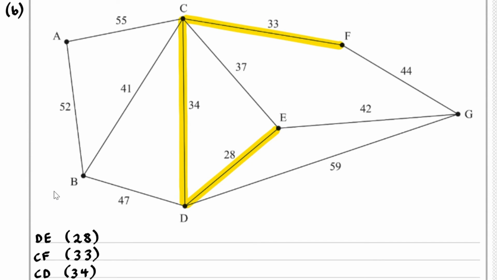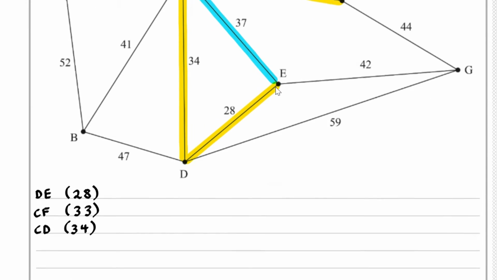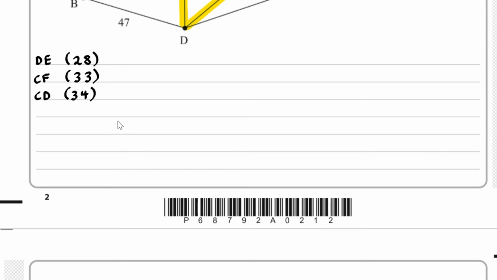and then we cannot include the 37, which would correspond to CE, otherwise we would have a cycle. So this CE with weight 37 would have to be rejected.